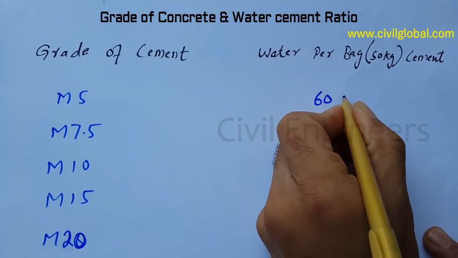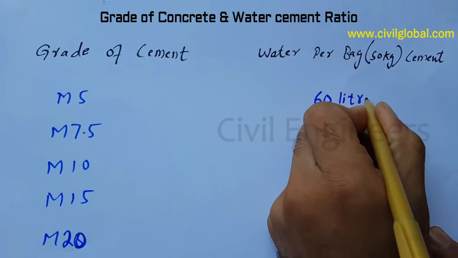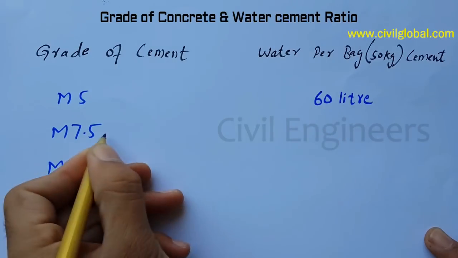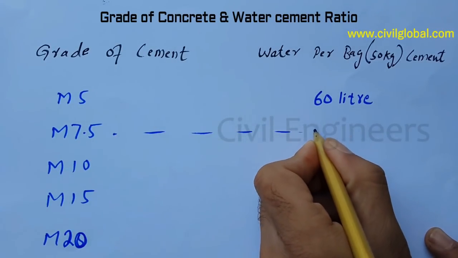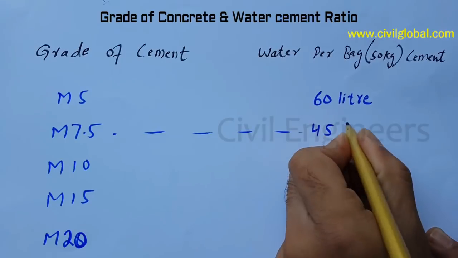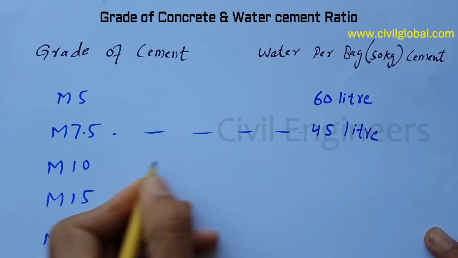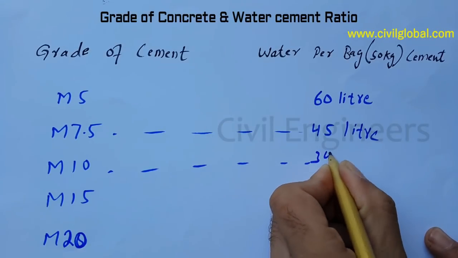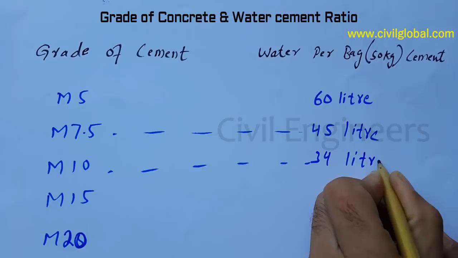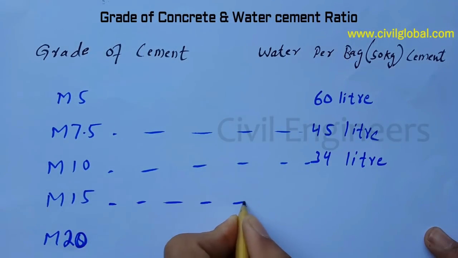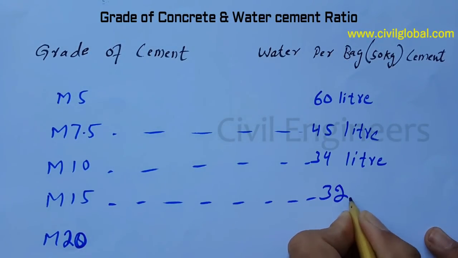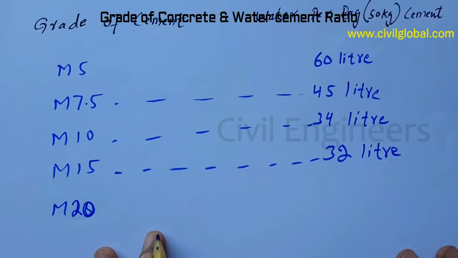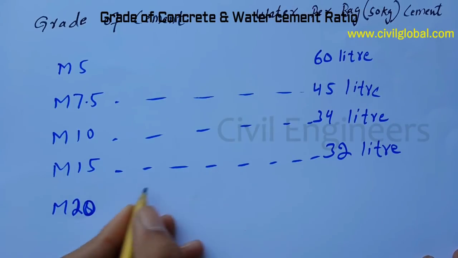First of all, for M5 we need 60 liters of water. For M7.5 we need 45 liters. For M10 we require 34 liters. Same for M15, we need 32 liters. And for M20 we need 30 liters.